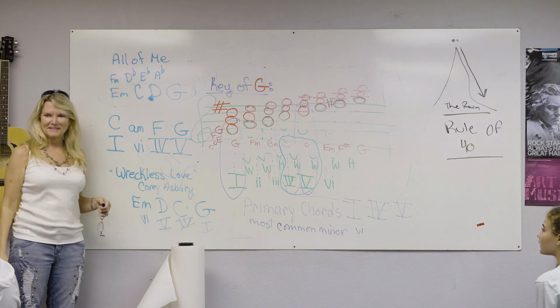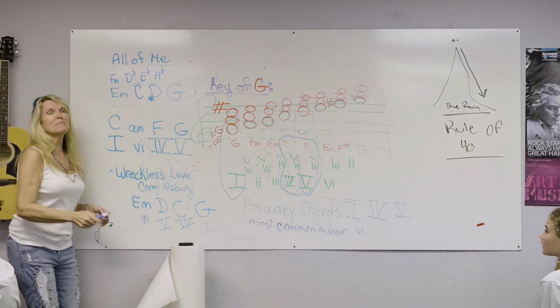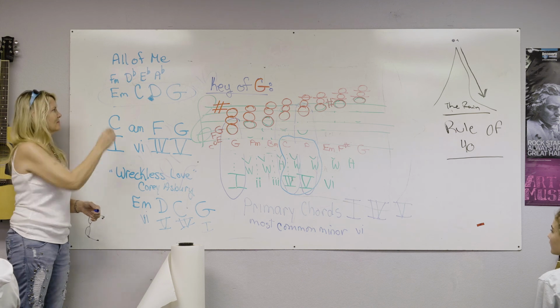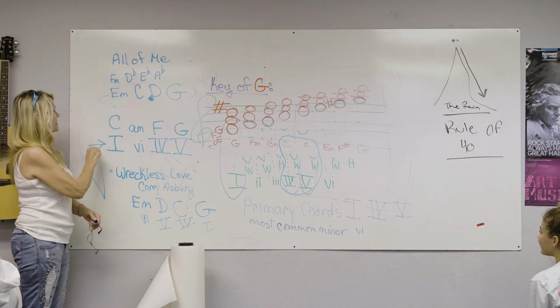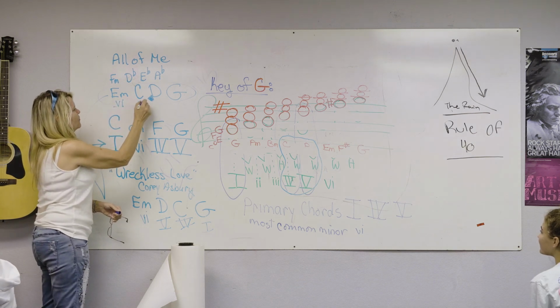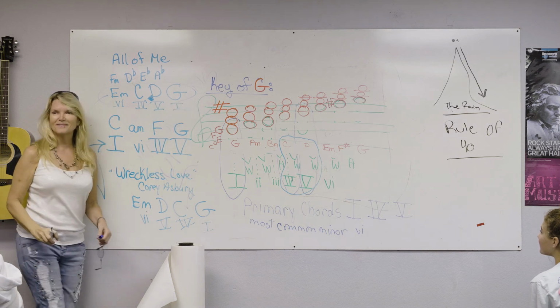What key are we in now? G. Yes. Now that we got this into the key of G, I'm a girl, I want to be able to sing it. What am I going to do? Turn it into the key of C. B minor is 6. C is 4. D is 5. G is 1.